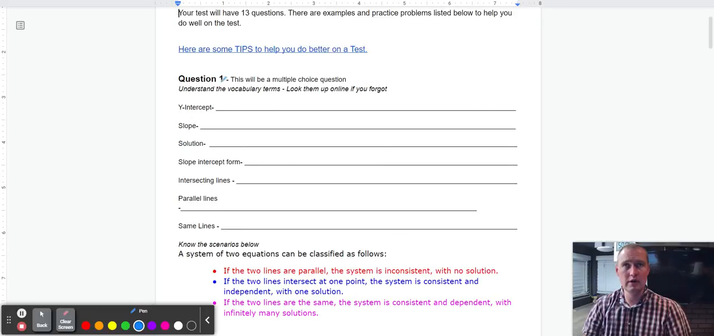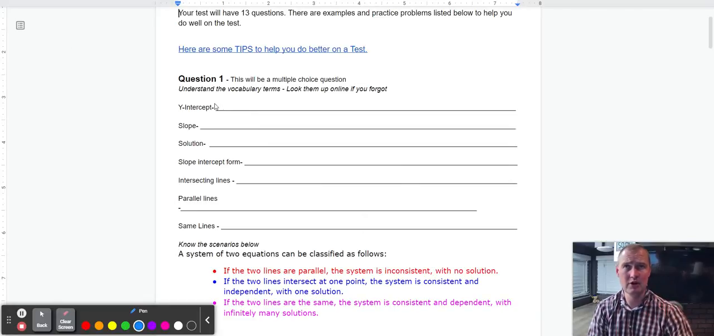Okay, question number 1. What you need to know is it's going to be a multiple choice type of question. It's going to look like a table with a bunch of boxes, and you're going to check the boxes that make the statement true. Question number 1 is more or less a vocabulary question, so you need to understand what the vocabulary terms mean. We're going to go over these terms together so you're ready to go.